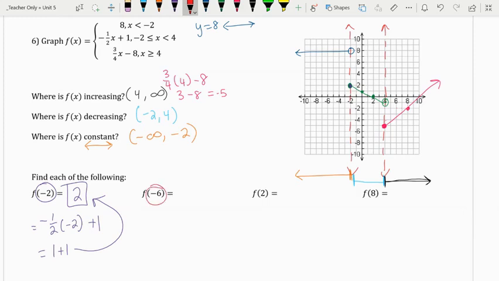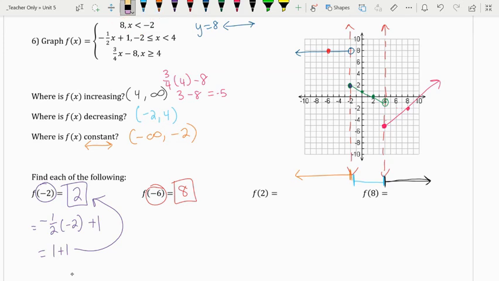If we need f of -6, -6 is going to fall in the category of the first one, which is where x is less than -2. That means that we just have 8, right? So there's no x to plug into, so that means my value would be 8. Again, if you look at your graph at -6, if we go up, we would hit at 8.